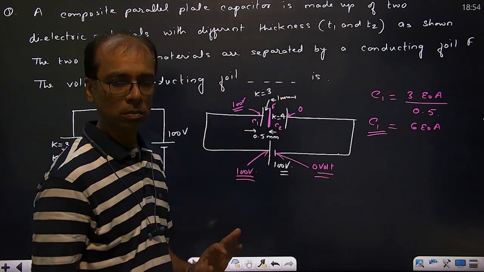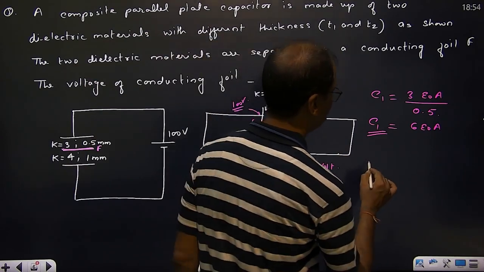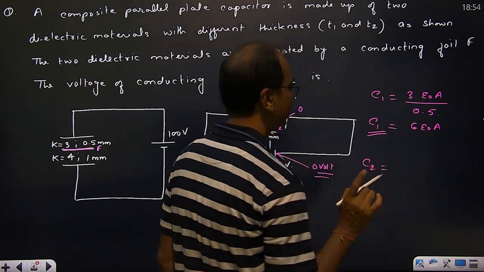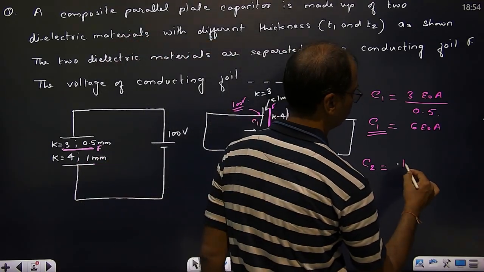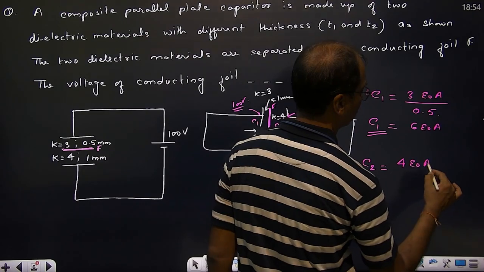C2. Let's find C2. C2 is again K. What is K here? 4. So 4 epsilon naught A by 1.